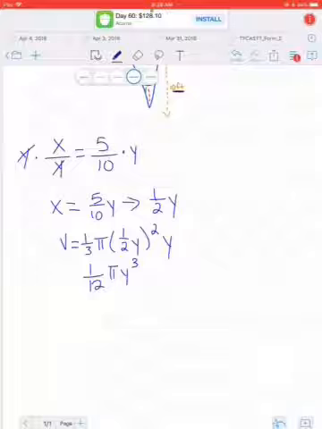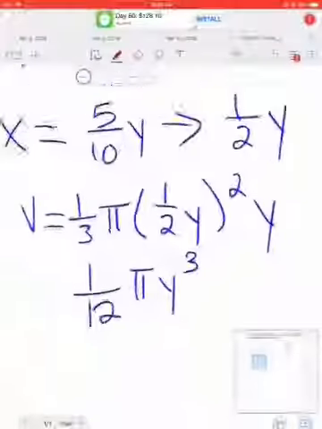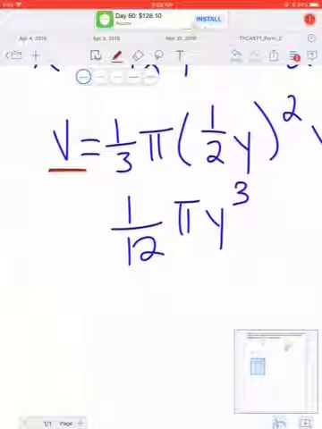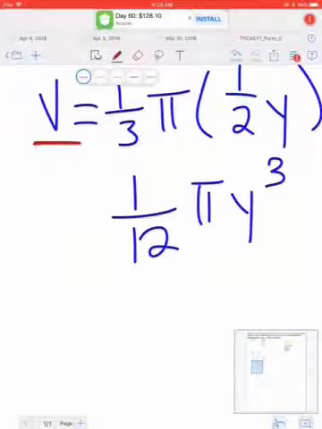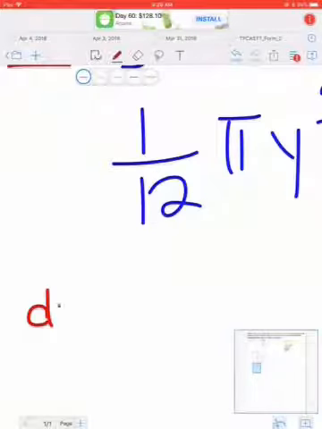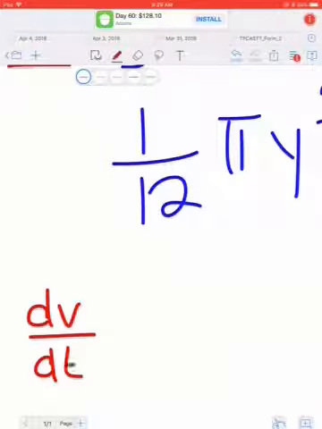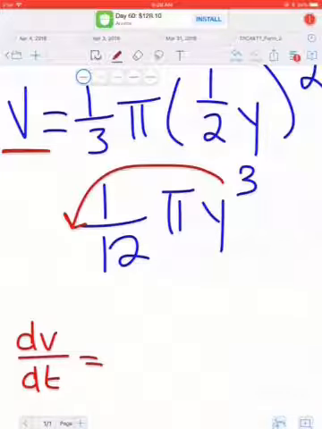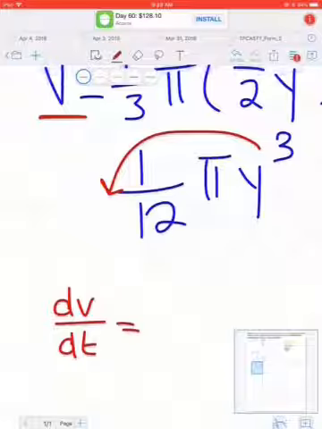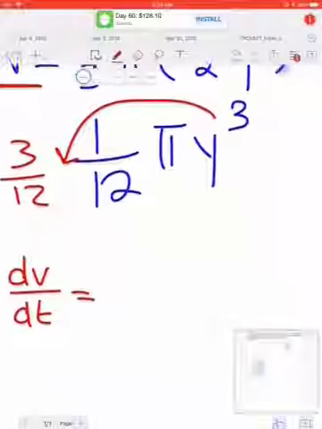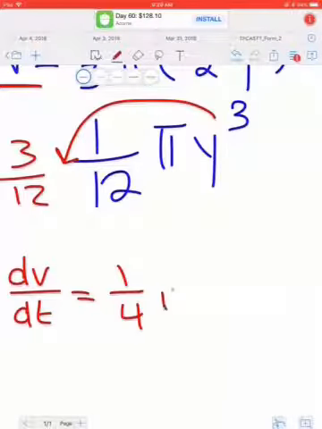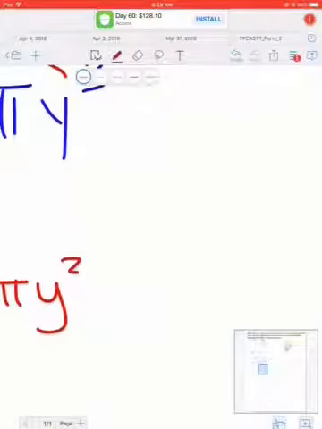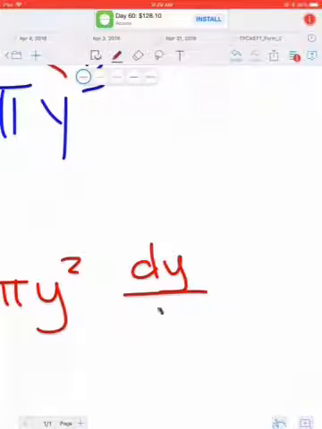Okay, and from here what we're going to do is implicitly differentiate. So up here, if we take the derivative of V, that is dV/dt, and then we use the power rule to bring down our 3, which gives us 3/12, which reduces to 1/4. So 1/4 pi y squared, because we subtract 1 from the power, and then dy/dt, since you're taking the derivative of y.